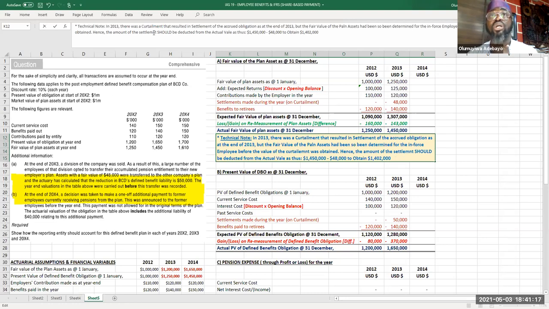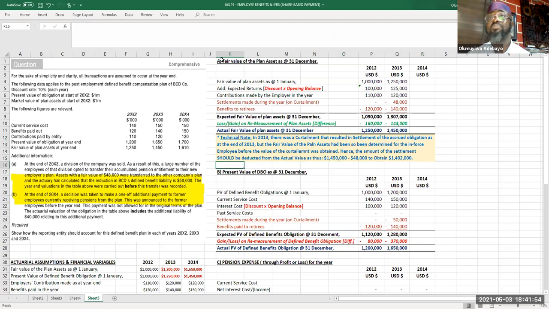Hence, the amount of the settlement should be deducted from the actual value as thus, which means the $1,450,000 already included that 48. Since you have now taken the 48 out to settle, you must deduct it, which means if the actual valuation or portfolio valuation was done after the settlement, it will have considered it to arrive at 1,402,000, not 1,450,000. Therefore, we should remove it so that we avoid double count. And that's what we have done here.